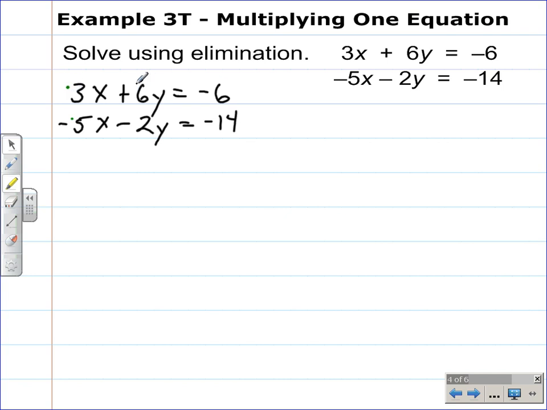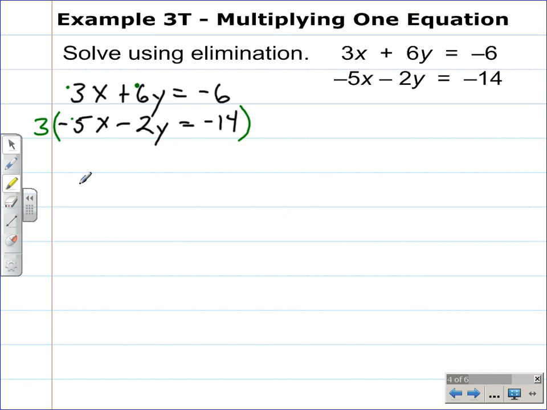Looking at the y terms, we could multiply 6 by 1/3 to give us a 2, but a lot of students think in terms of whole numbers, and there's no whole number that we can multiply 6 by to get 2. But if we think about it the other way, we can multiply 2 by 3 to get 6. So I'm going to multiply this second equation by 3, and you're going to see what happens.